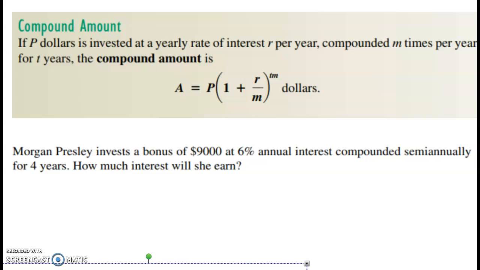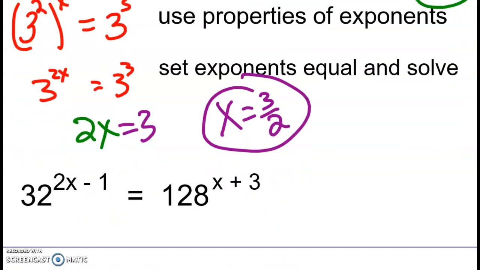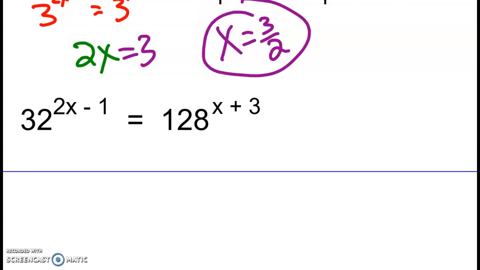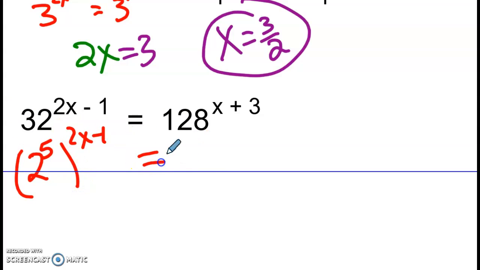Whoops, I think I missed one, didn't I? You guys have your notes. I was going to do this one as well. Sometimes I have to get them in the same base. 32 I can write as 2 to the 5th. So I have 2 to the 5th to the 2x minus 1. 128 is 2 to the 7th. I have 2 to the 7th to the x minus 3.